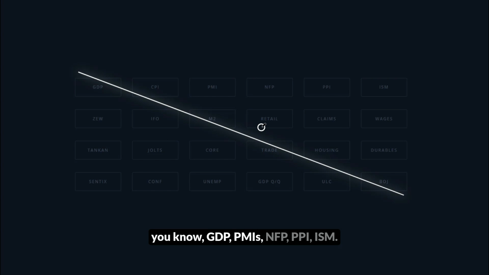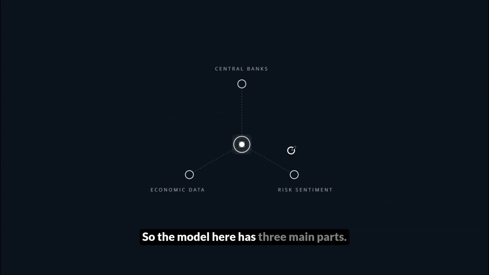I want to be precise about what you're getting here because this will not be a tour of 50 economic indicators, which is mostly what you see in the fundamental analysis videos out there. They define GDP, PMIs, NFP, PPI, ISM. They define all these economic numbers and then they leave you with a dictionary of terms and absolutely no idea how to trade them. We're not going to do that here. We're going to get into the practical aspect and give you the exact strategy that you can implement right away. So the model here has three main parts.